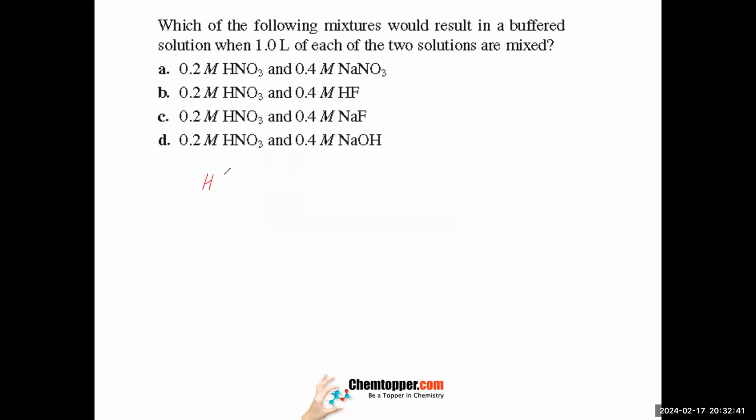HF. There are 20 moles of HF. I'm not giving you molarity, I'm giving you moles. 20 moles of HF mixed with 30 moles of NaOH. Is it a buffer?